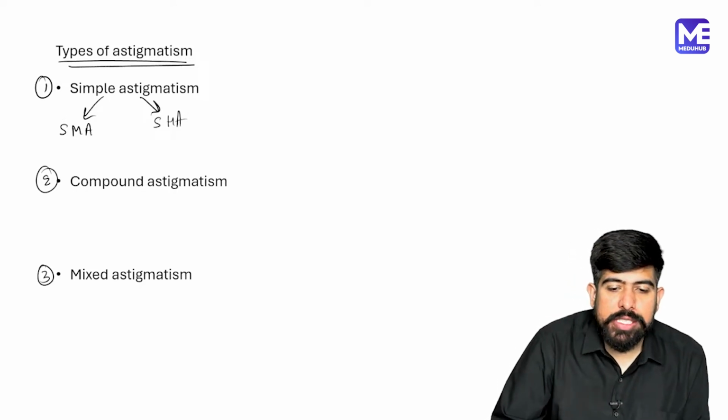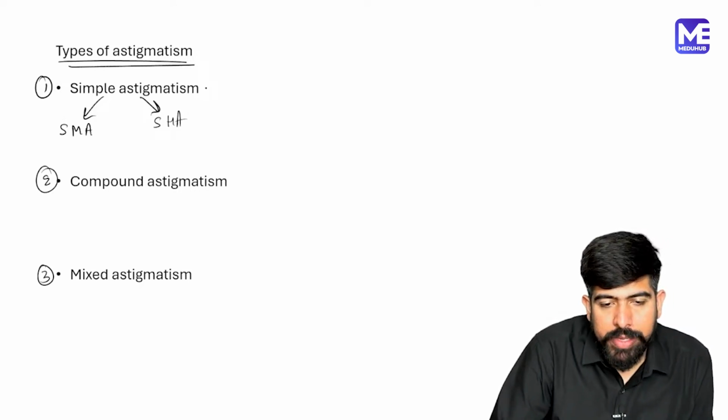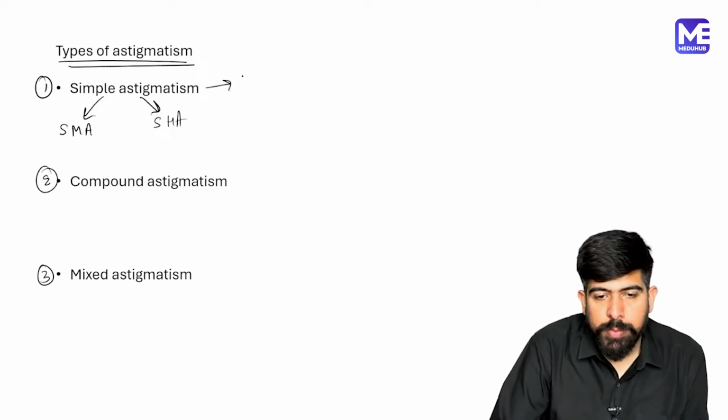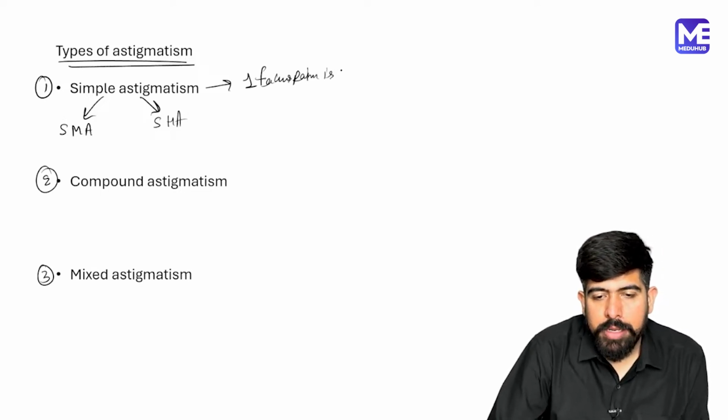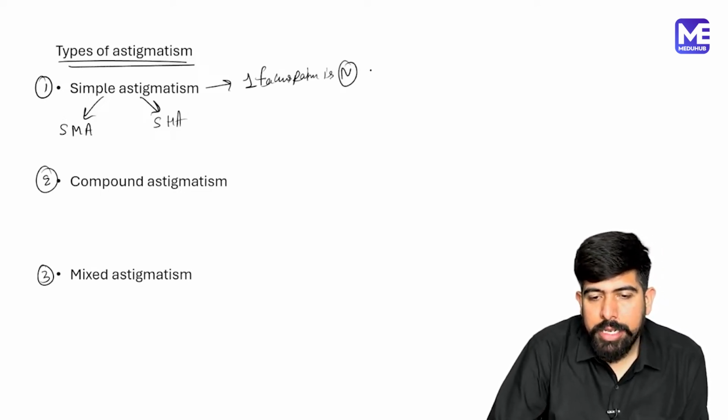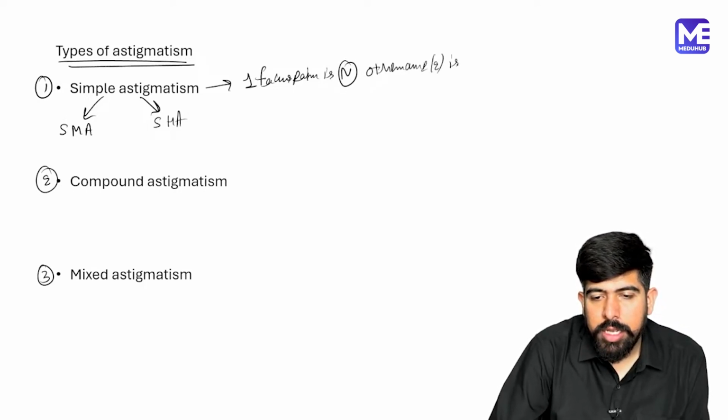The first one is the simple type of astigmatism. Just write it down in front of the simple type of astigmatism. There are of course two focus points. So please remember, one focus point is normal and the other one, the second one, is myopic or hypermetropic.